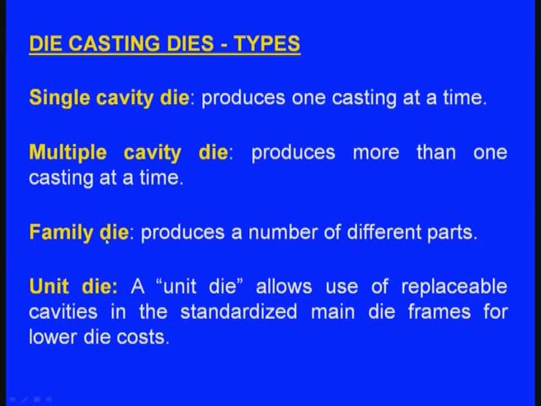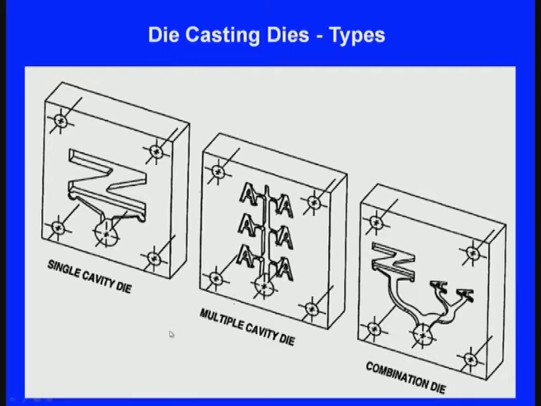So, that is the family die. Next one, unit die. A unit die allows use of replaceable cavities in the standardized main die frame for lower die costs. And here we can see the single cavity die, which has the shape of the cast component. Only one component can be produced at a time. So, that is the single cavity die.